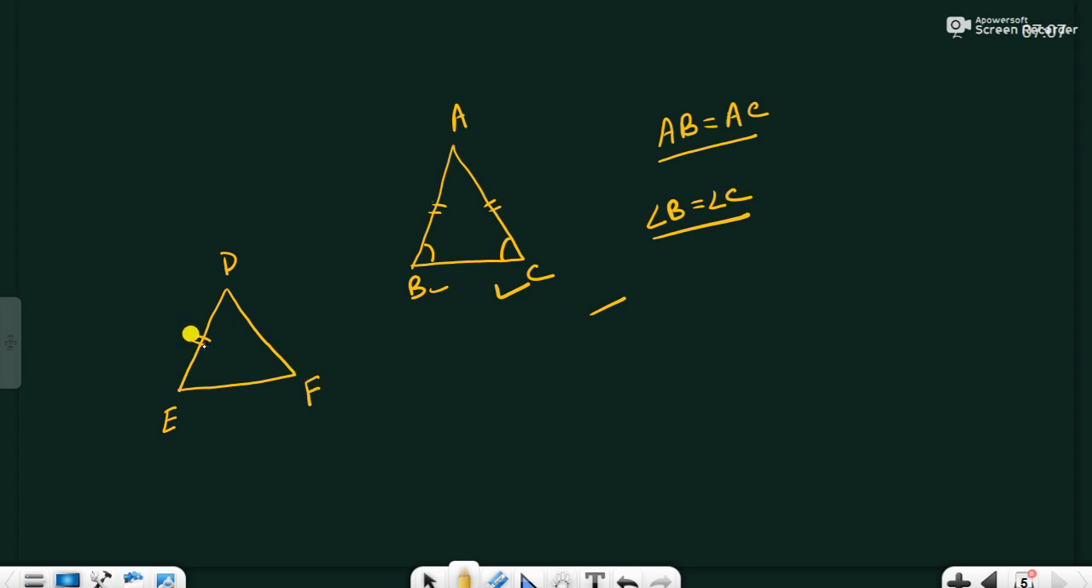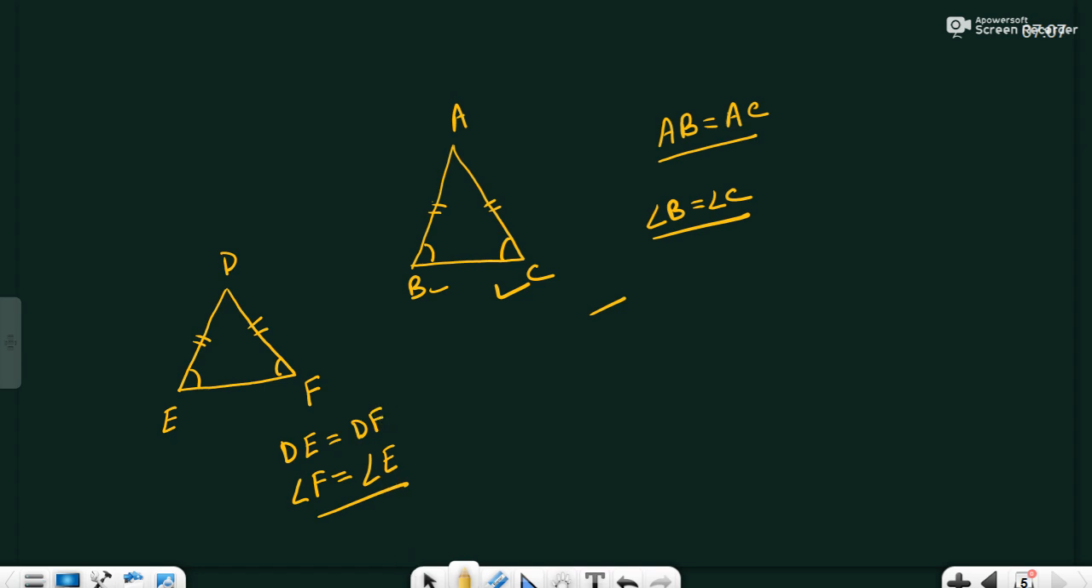If DE is equal to DF, then the opposite of side DE is angle F, and the opposite of DF is angle E. So angle F is equal to angle E. This is the axiom. This is the converse of the one before that, right?